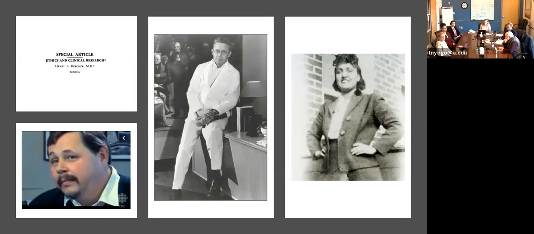Then we have the famous article by Henry Beecher from 1966 in the New England Journal of Medicine, identifying multiple cases of clinical research in the clinical setting where consent had not been obtained or had not been properly obtained, and that being kind of a watershed paper exposing the issue.